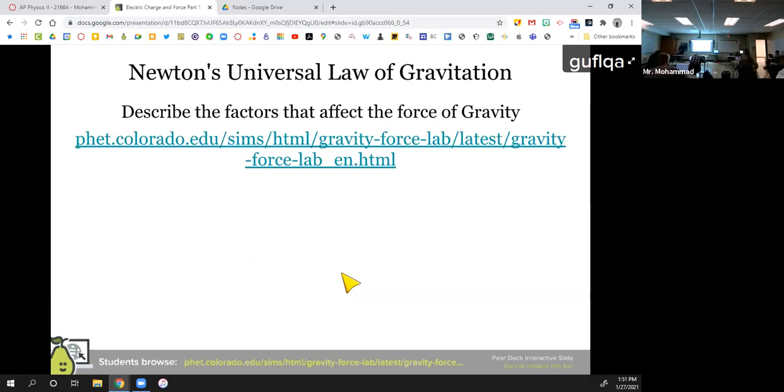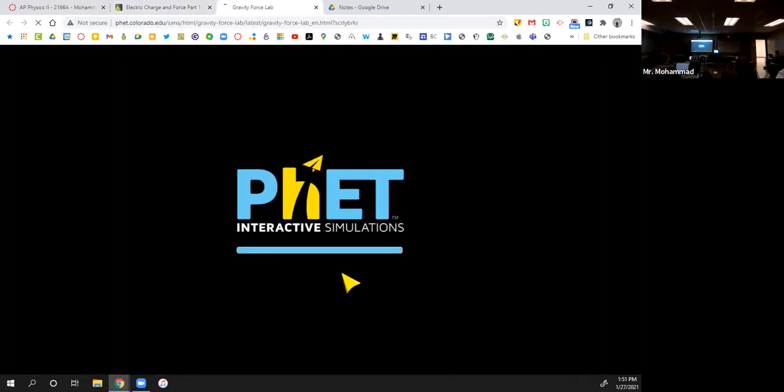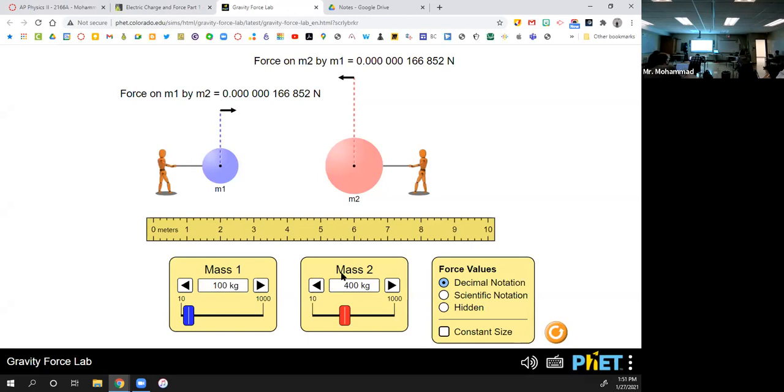But before we do that, one thing that we like to do in AP Physics 2 is compare electric force a lot to Newton's universal law of gravitation. So I just want to have you play around with this simulation again, just to refresh yourselves with the factors and the relationships in gravitational force.